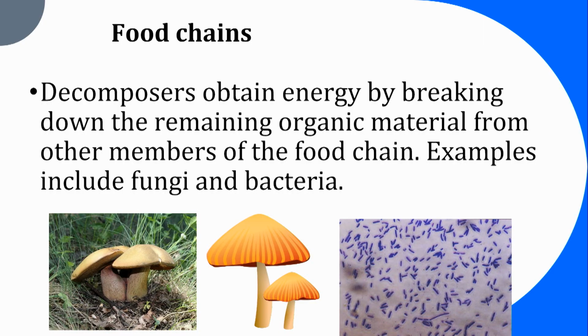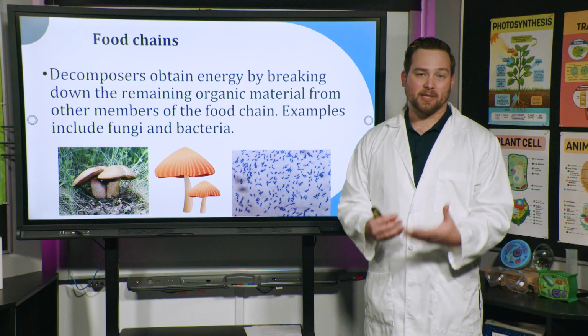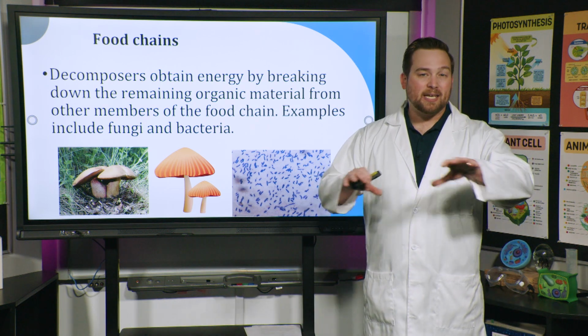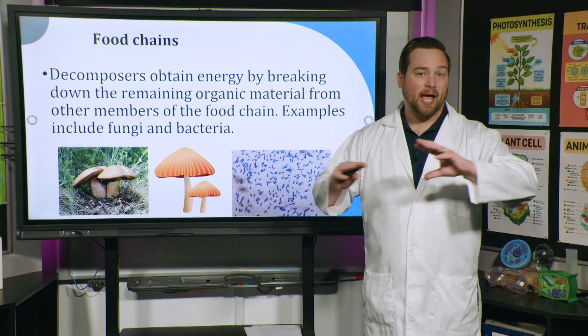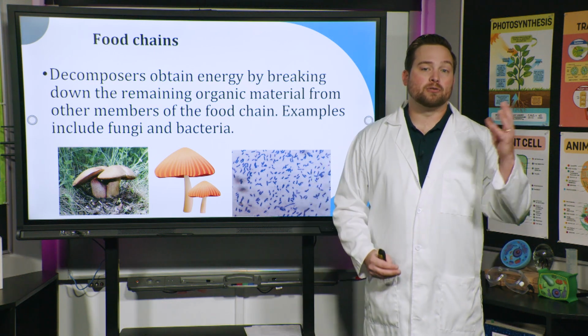Decomposers obtain energy by breaking down the remaining organic material from other members of the food chain. Examples include fungi and bacteria. So eventually, when something dies, its body gets decomposed and kind of recycled back into the earth, and that's all due to decomposers.